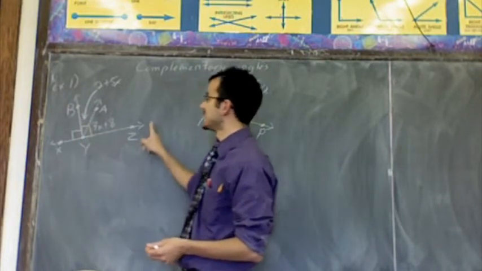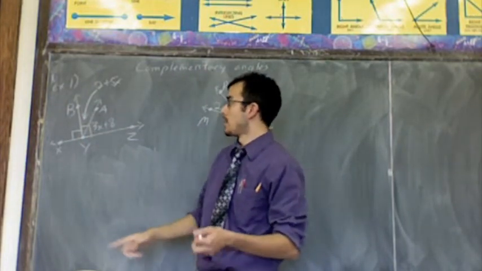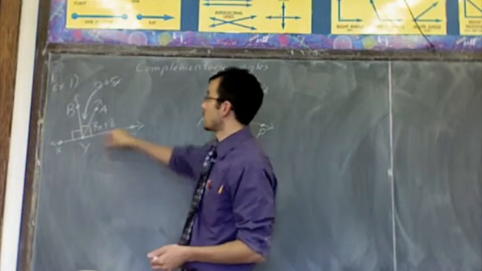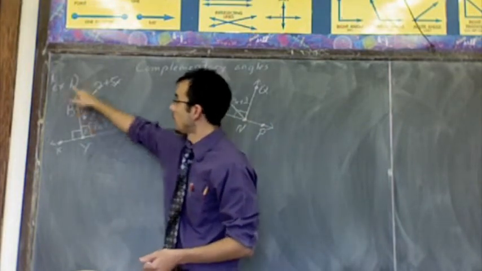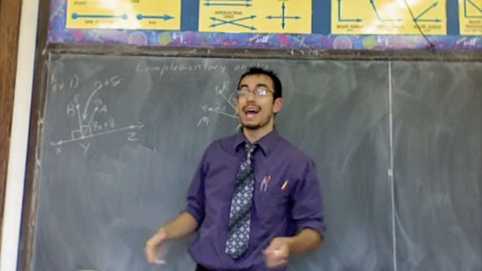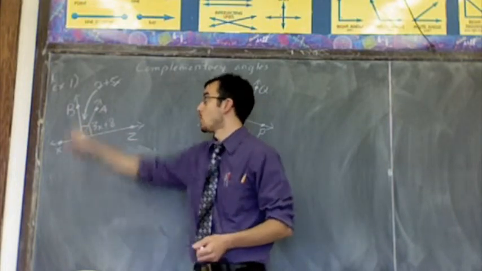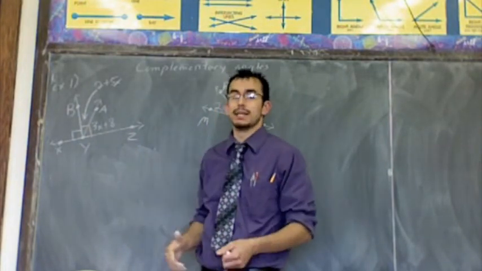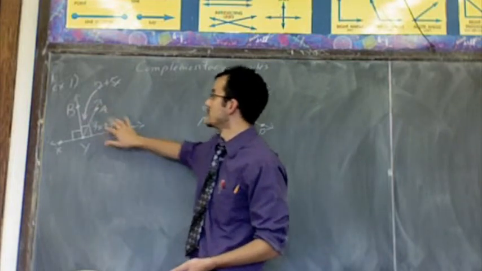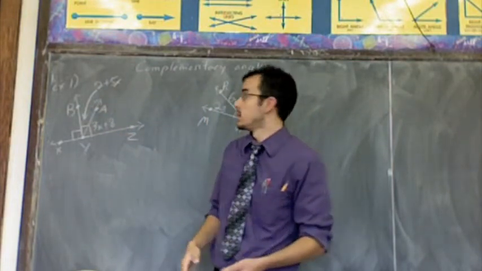Angle BYZ is also 90. BYZ is made up of two smaller angles. It's made up of AYZ and BYA. So if I added those two smaller angles together, I should get the whole BYZ, which is 90. That's what we're going to do. We're going to add these two pieces together, and we should get 90. So we can write that down.